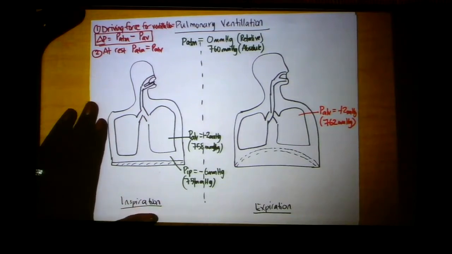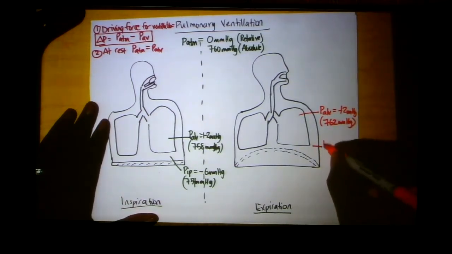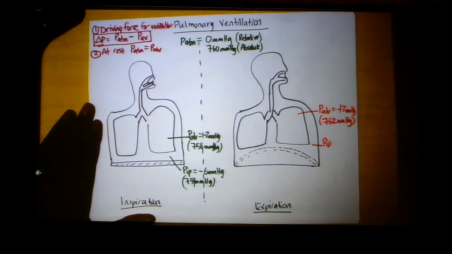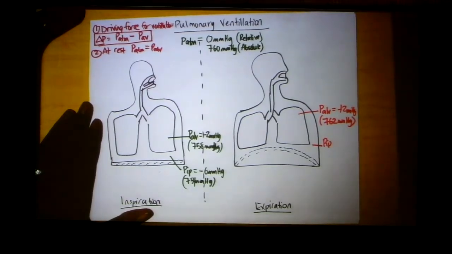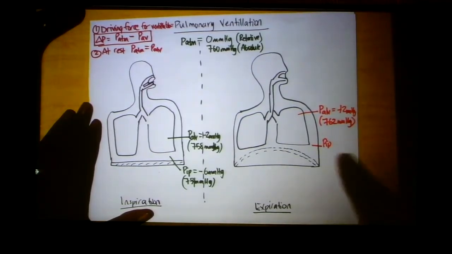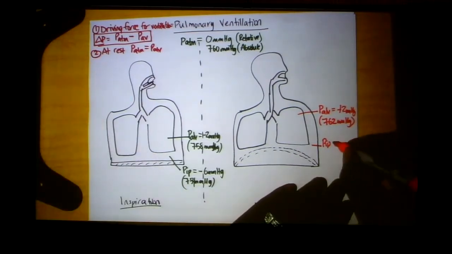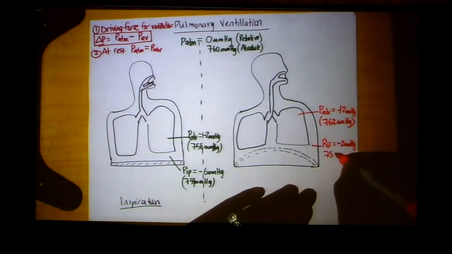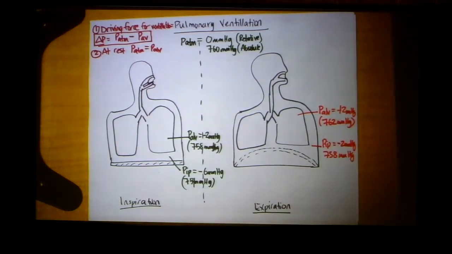Okay. And then our intrapleural pressure. Questions? All right, so our intrapleural pressure needs to also be less than our intra-alveolar pressure, all right? So that's going to be about -2 at this point. Okay. Which brings us to about 758 millimeters of mercury. Okay, so let me pause here. Everyone understand how we get these values? Any questions here?